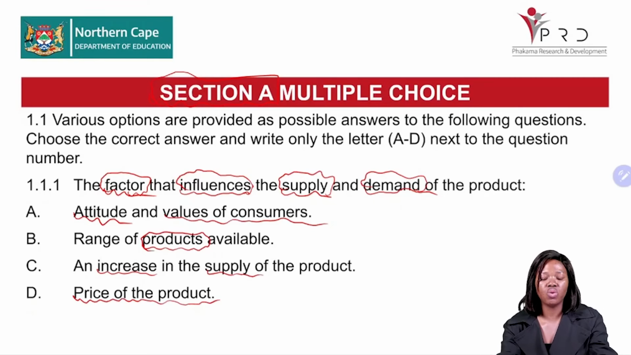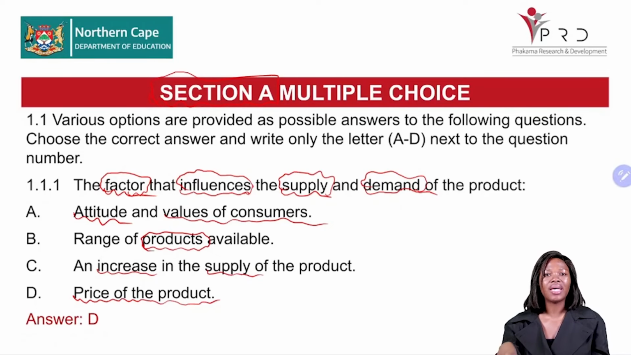And then when we read option D, it says the price of the product. Now, when it comes to price determination, the price has the ability to affect or to influence both the demand and the supply. Meaning the correct answer for 1.1.1 is D. Why? Because both supply and demand are affected by the price.